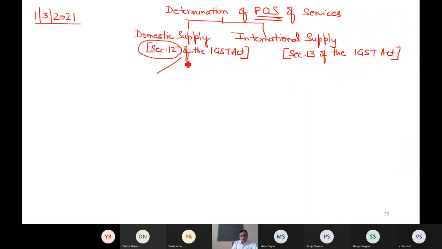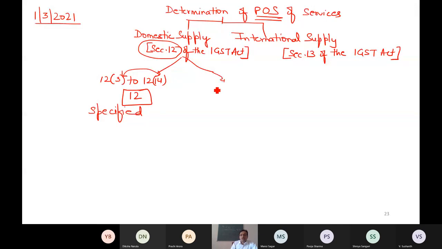In the last class, I have shown that there are section 12 subsection 3 to section 12 subsection 14. There were 12, if you count by number from 3 to 14. There are 12 specified services which have their own rules of place of supply. And the remaining is residuary, which is written in section 12 subsection 2. So this is the residuary case.